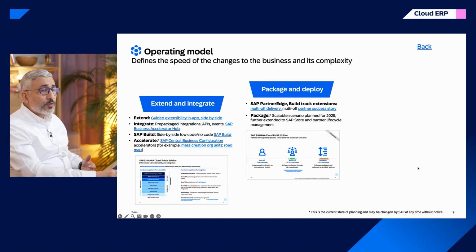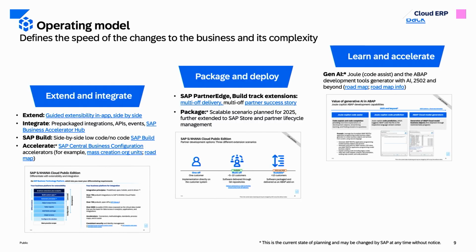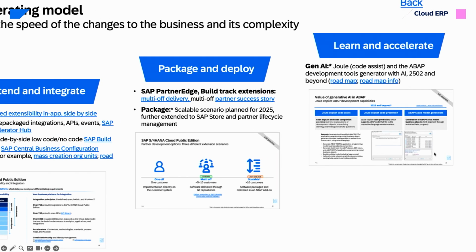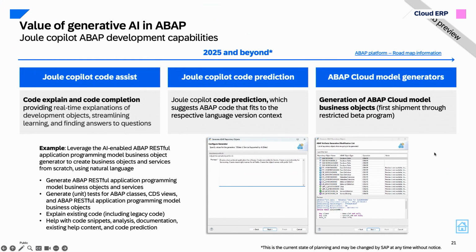Last but not least, we fully understand that this type of development requires speed. You need to find ways to accelerate the coding that I'm doing here. And the good news, we are investing heavily in the Joule Copilot ABAP development capabilities. I would name three key pillars that we are investing in. One, Joule Copilot Code Assist. This would help you to explain and give you the possibility to do code completion. So it provides real-time explanation of the development object, streamlining learning, finding answers to your questions.